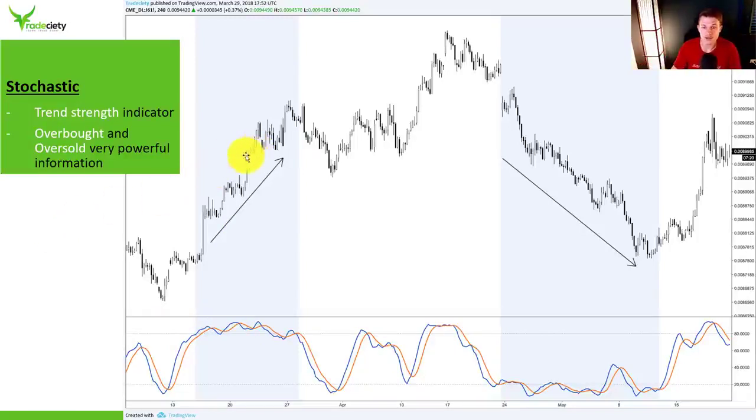And the last thing that you should do is look for shorts. You look for plays with the stochastic. And the same is true here. When the stochastic is below 20, you're looking at a very strong downtrend. And the last thing you want to do when the market is strongly moving down, you don't want to buy. You want to go with the trend.